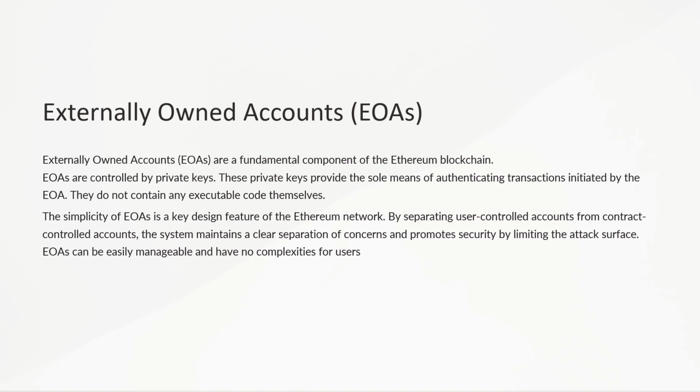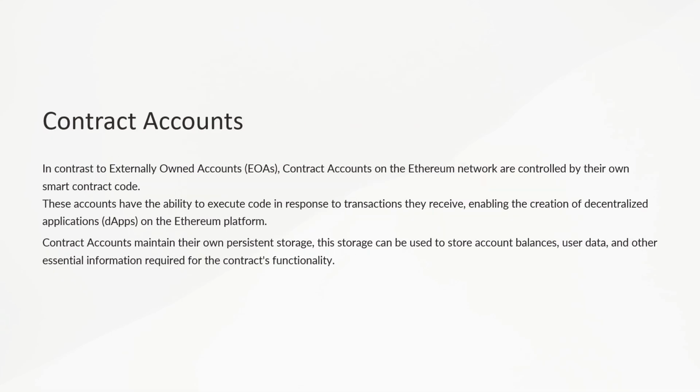The simplicity of the EOA is a key design feature of the Ethereum network. By separating user-controlled accounts from contract-controlled accounts, the system maintains a clear separation of concerns and promotes security by limiting the attack surface. EOAs can be easily managed by individual users and do not require the complexity of deploying and interacting with smart contracts. In contrast to EOAs, contract accounts on the Ethereum network are controlled by their own smart contract code.